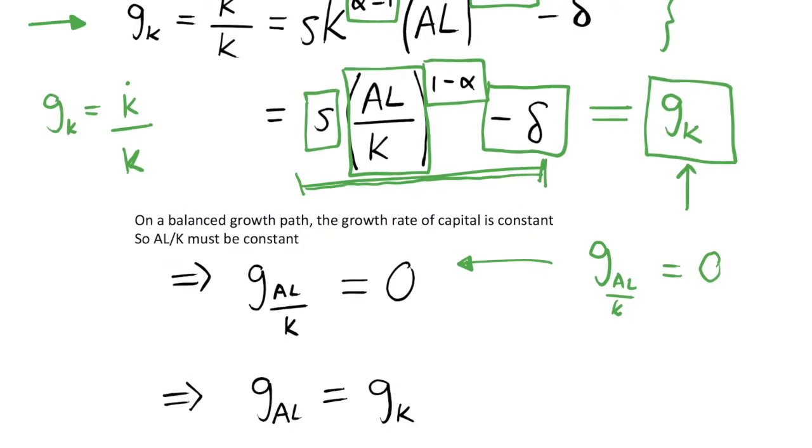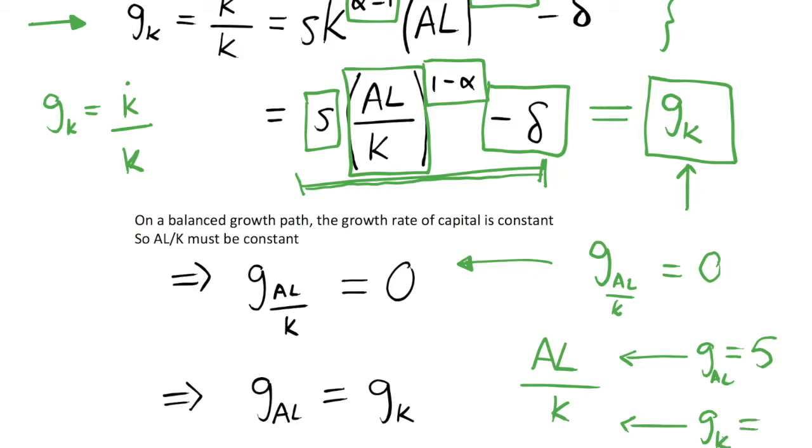And for AL over K to be constant, it's sufficient for the numerator to grow at the same rate as the denominator. So we have AL over K. If AL at the top grows at some rate, let's say just 5, just some random number, and the growth rate of the denominator is also equal to 5, well, these are just going to cancel out, and because the top and bottom are growing at the same rate, the overall growth rate is still going to be 0. And so that's what we've done here.